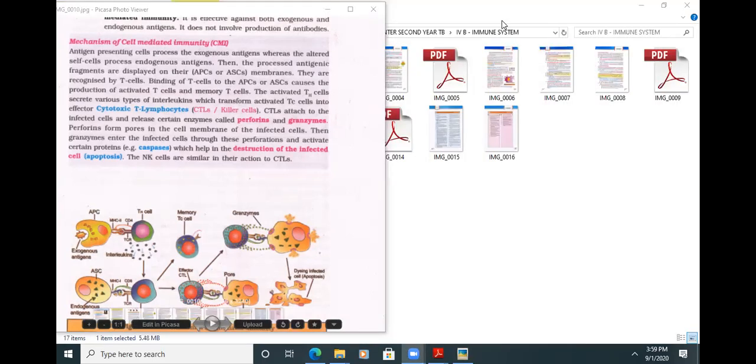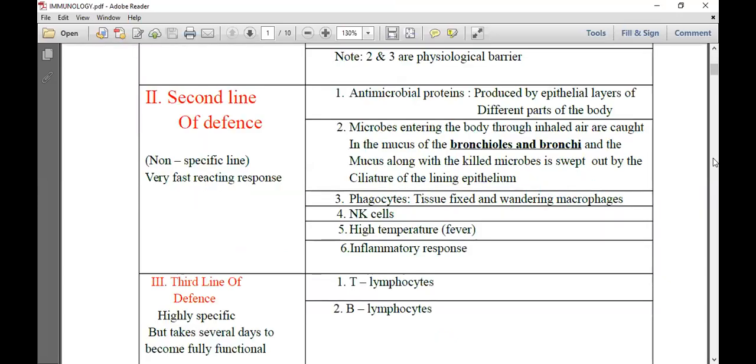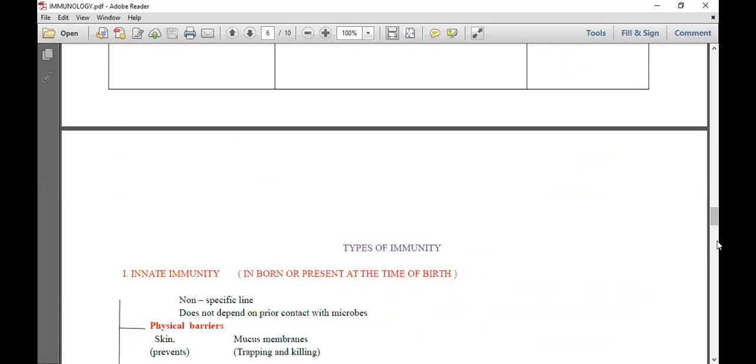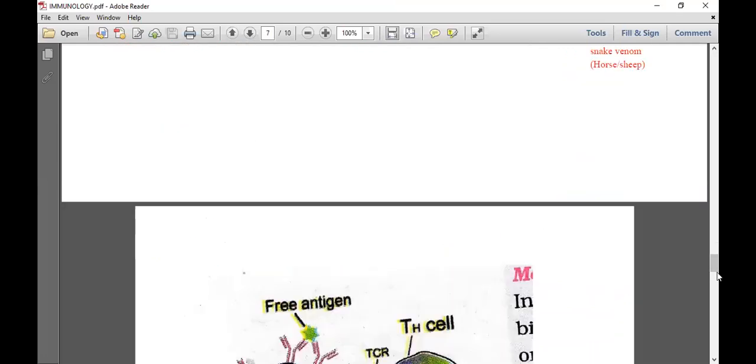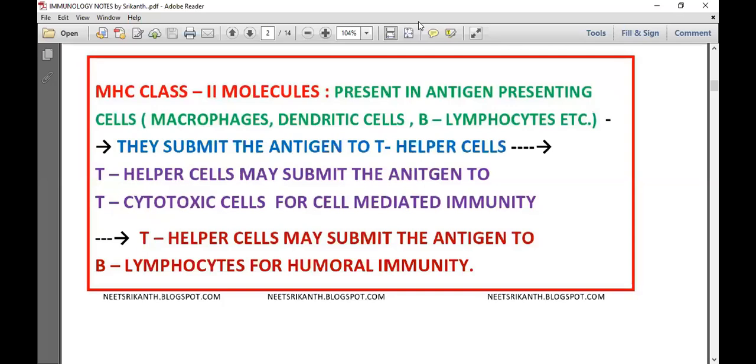Okay, the cell-mediated immunity. We need to continue with humoral immunity. For that, let me remind you once that MHC class 2 molecules are required for that, isn't it? MHC class 2 molecules are required. The MHC class 2 molecules are present in antigen presenting cells like macrophages, dendritic cells and B lymphocytes.